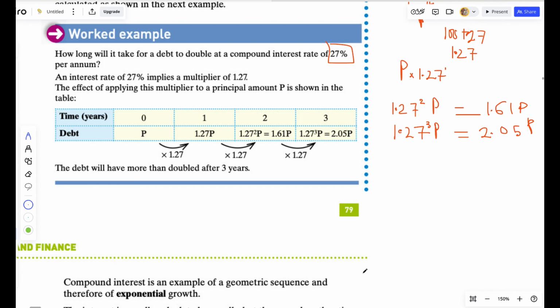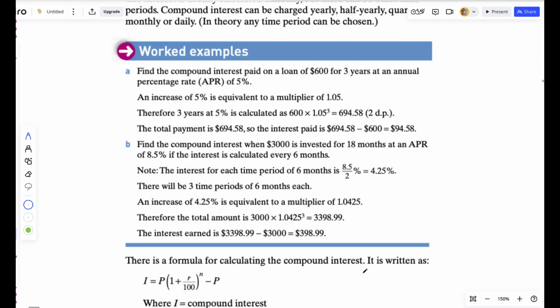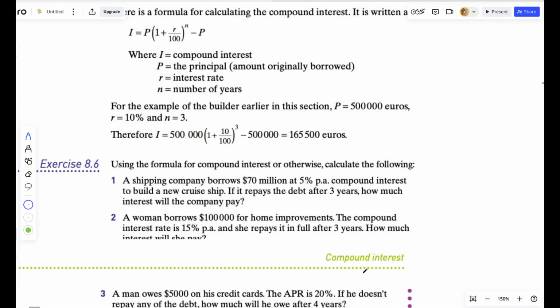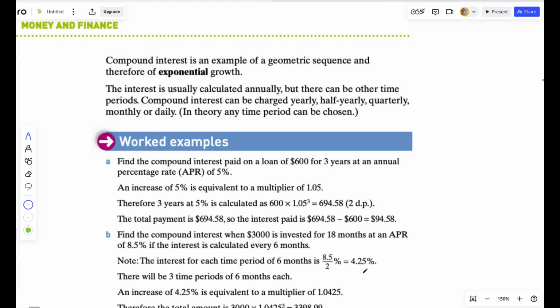Is that okay? Okay, so that's for money and finance, and then this is for compound interest. Let's take a real life problem where we can use the formula. Let's take an example where we find the compound interest paid on a loan of 600 for 3 years at an annual rate of 5%. Let's solve this one using the formula.